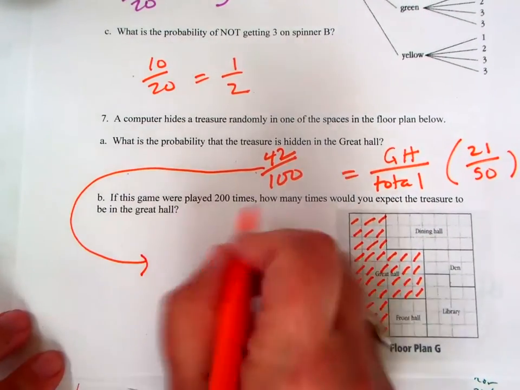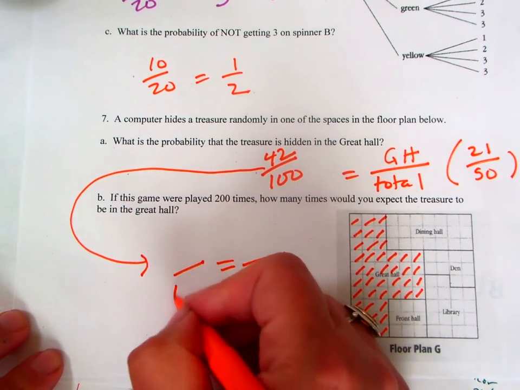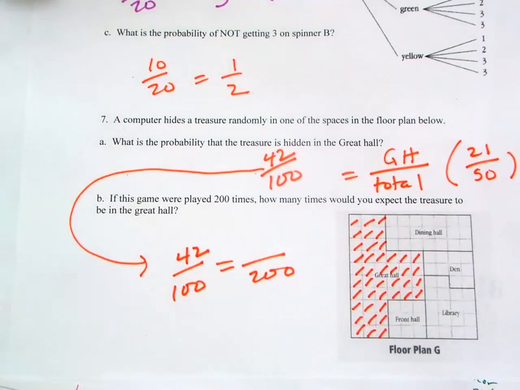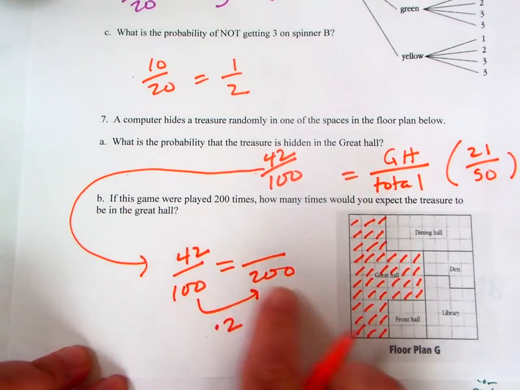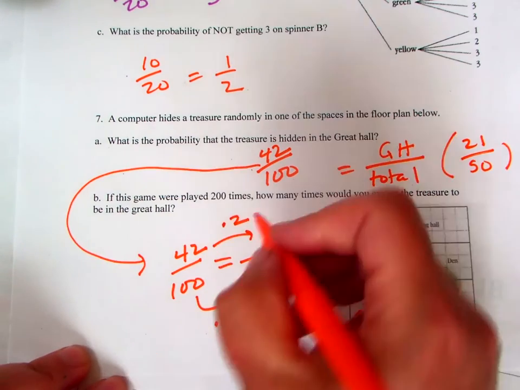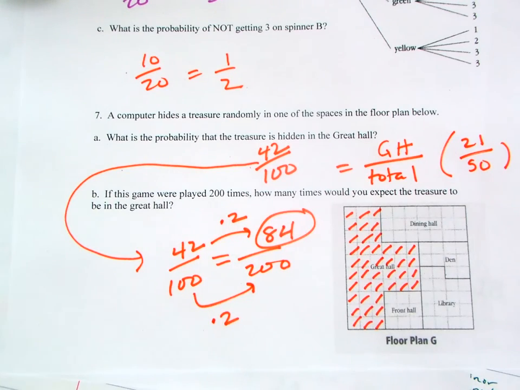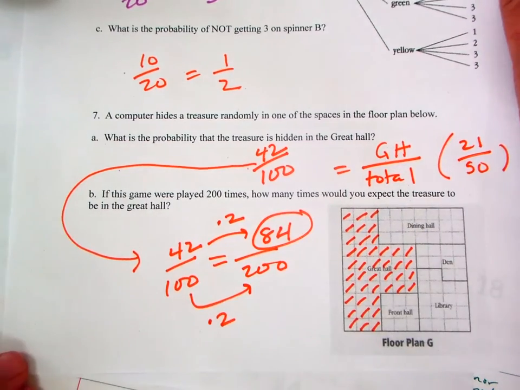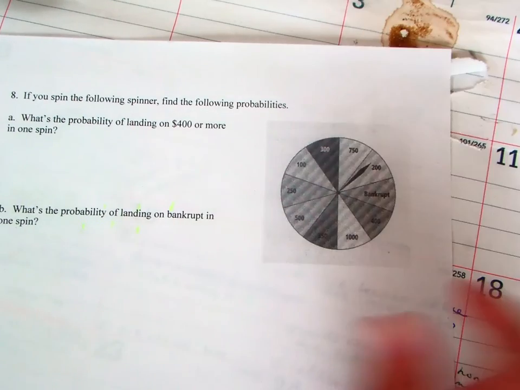I'm not going to be looking for a reduction there, partly because I think it's easier if I am predicting based on a proportion. In this case, because it was out of 100, I can see that 42 out of 100, if I were to play 200 times, I would multiply this by 2. I would expect this particular situation to occur in the Great Hall 84 times out of 200. My answer is actually 84 times. That's the expected number. That's not necessarily what will happen, but that is the expected based on, in this case, theoretical probability.